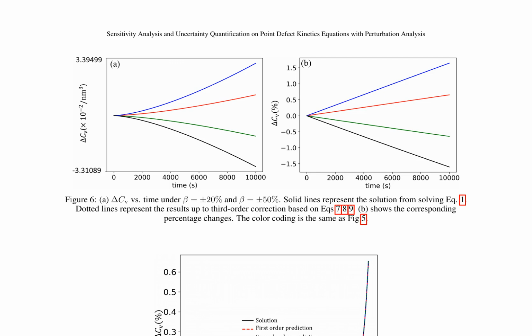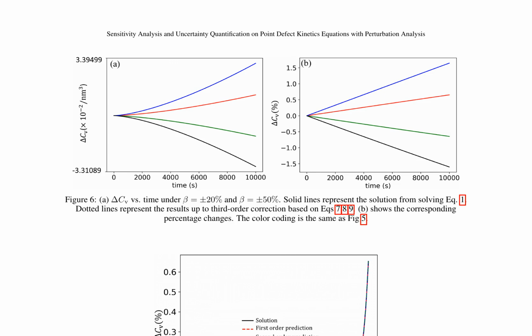Here is the combined summary of pages 9 and 10 of the research paper. The authors conduct a sensitivity analysis and uncertainty quantification on point defect kinetics equations using perturbation analysis, as illustrated in Figure 6. The figure displays the variation of increment CV with time under different perturbation levels, beta equals plus or minus 20% and beta equals plus or minus 50%, and compares the results with the solution from solving equation 1.